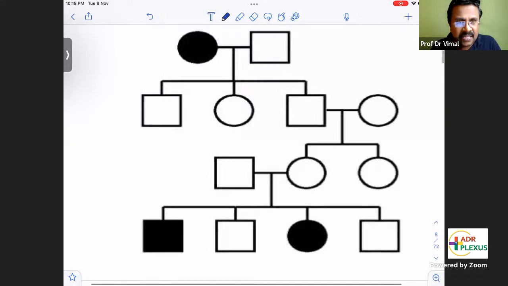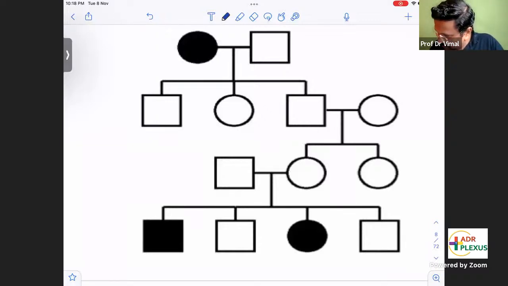What is this pattern of inheritance? Actually, there are different kinds of answers. Let us see here how people are answering.